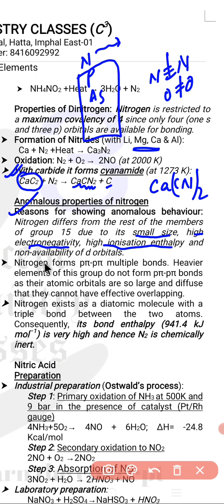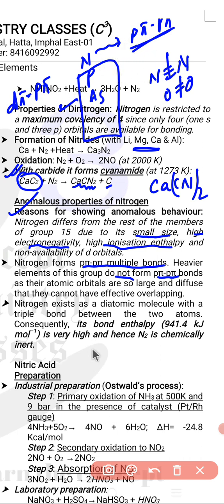Okay, some examples are given here. Nitrogen forms p pi-p pi multiple bonds. Heavier elements of this group, meaning phosphorus, arsenic, antimony, bismuth, do not form this p pi-p pi bond. Instead, these elements form d pi-p pi bonds. But nitrogen forms p pi-p pi bonds because nitrogen does not have a d subshell, therefore nitrogen cannot form this d pi-p pi bond.